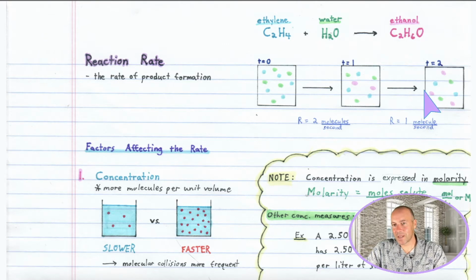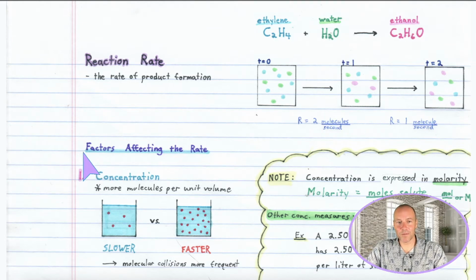And in the next second interval, we've gained another product molecule, but we've only gained 1 here. And so the rate in this interval is 1 molecule per second. Now, it looks like the reaction went faster in the first second than it did in the second second. And that usually happens. When reactions occur, they slow down over time. And the reason is because the rate depends on the amount of reactant that you have in the container. And as the reaction progresses, you get less and less reactant, and so the reaction slows down.